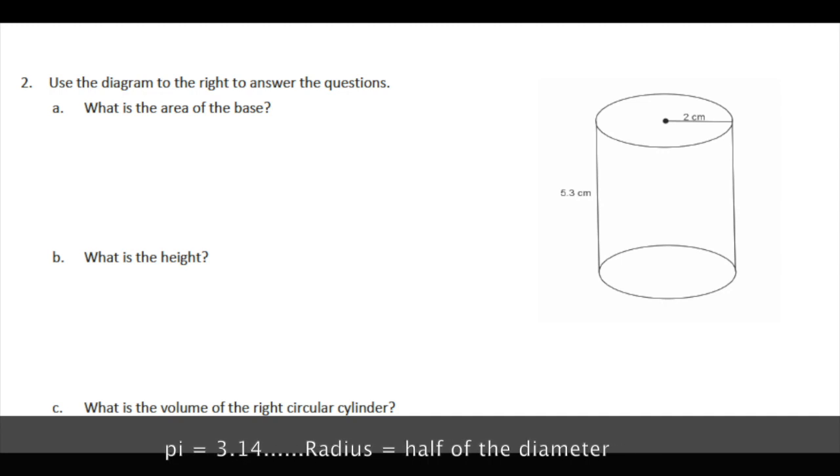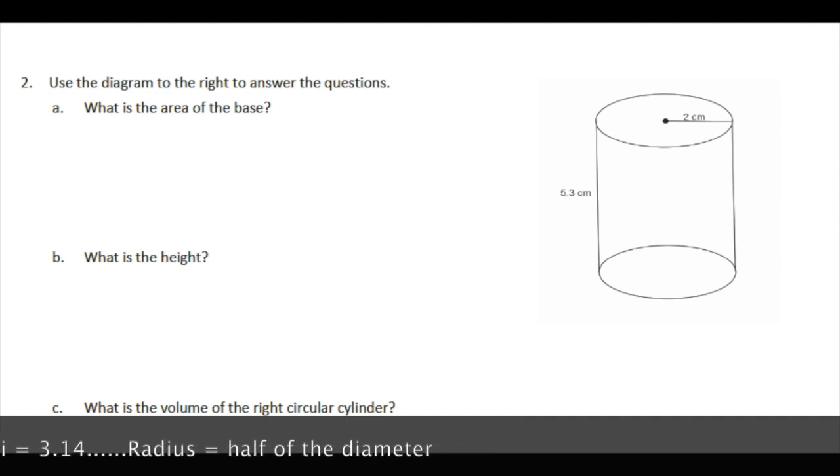Part A asks for the area of the base. Now, this is when it gets tricky. As you can see, I have on the bottom scrolling pi equals 3.14, and the radius is half of the diameter. But looking at the figure, it's already cut in half. So my radius equals 2, but it says to square, which is 2 squared, equals 4. Now I said a lot right there, so let's back up.